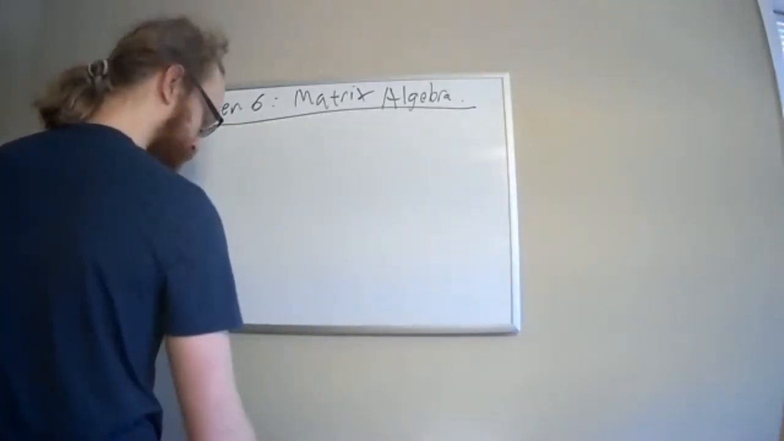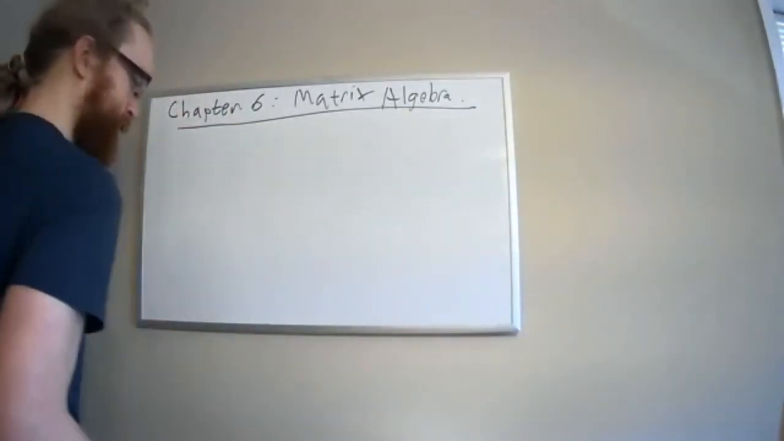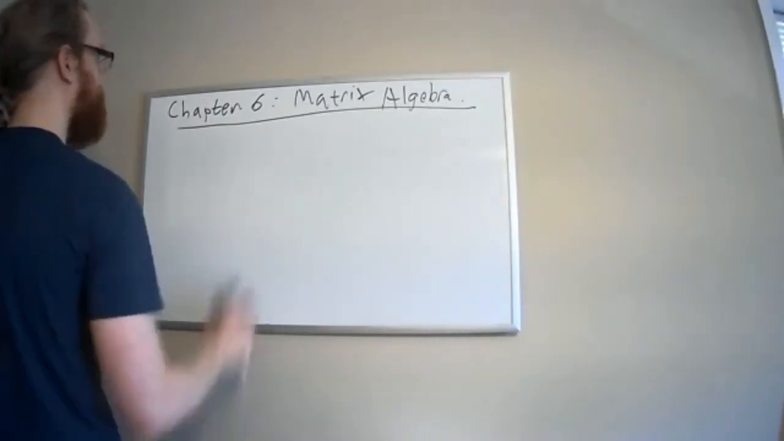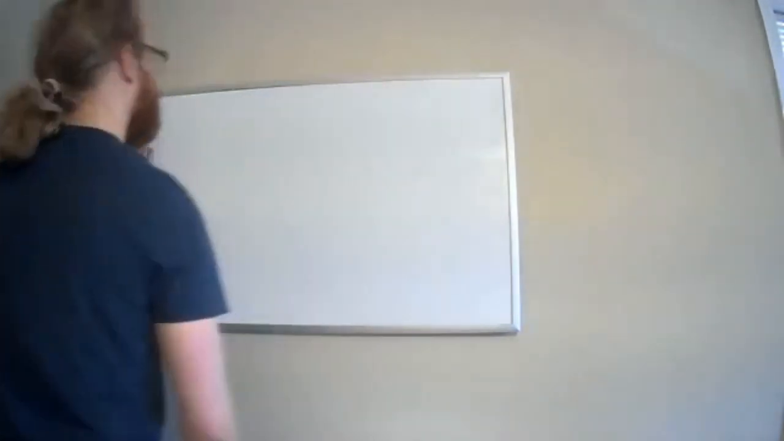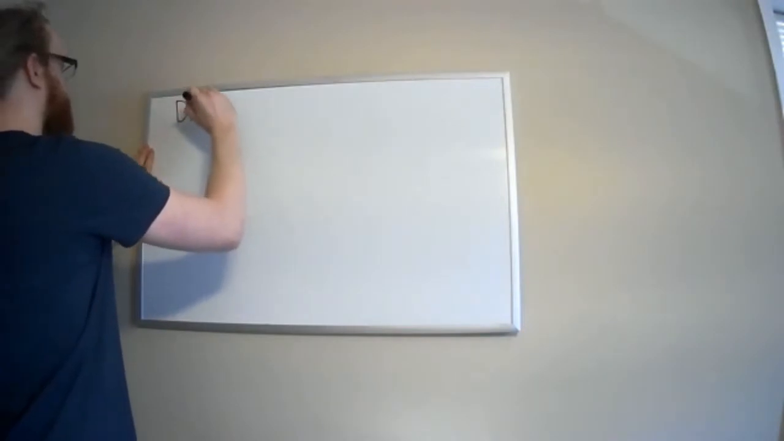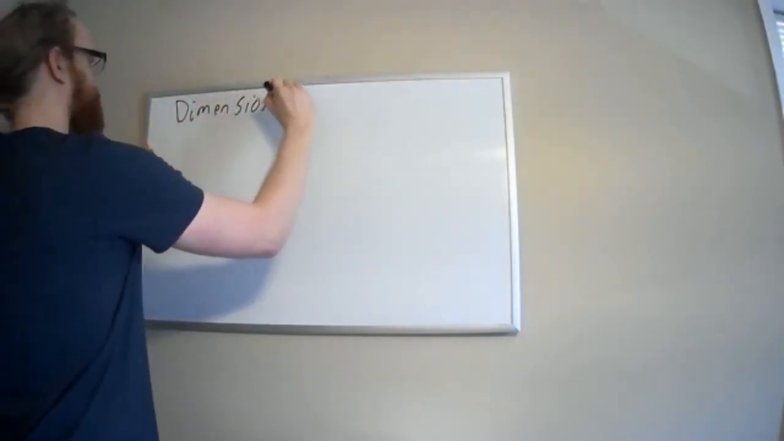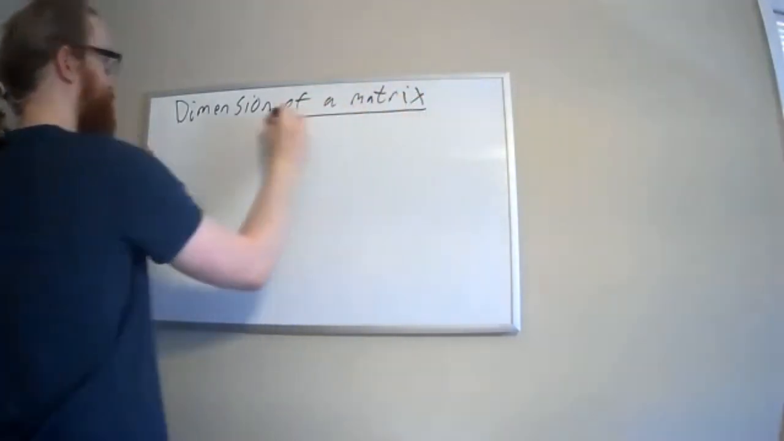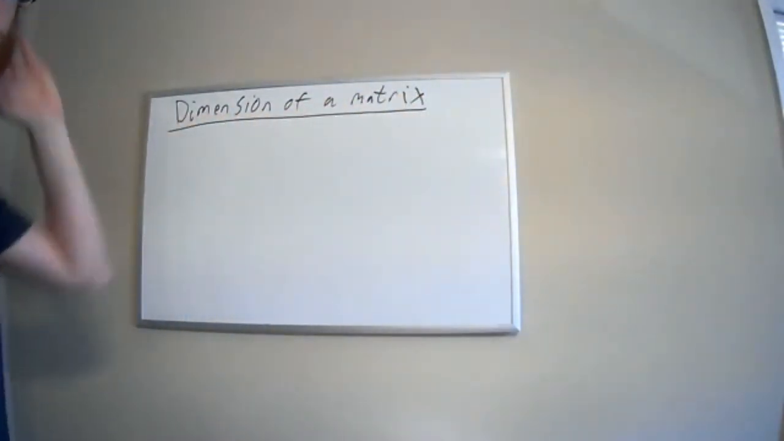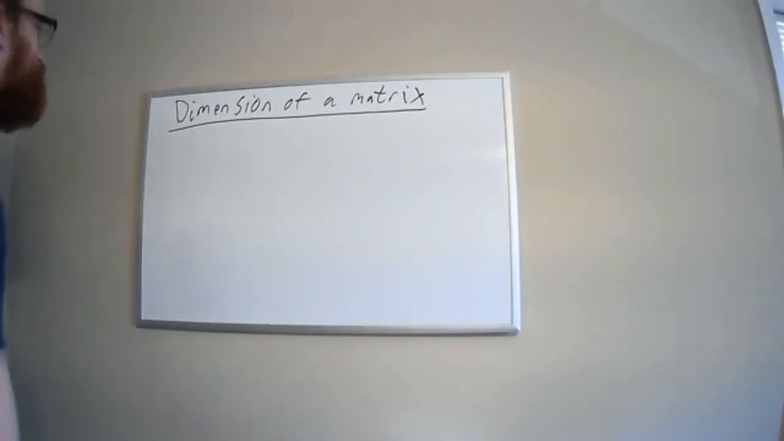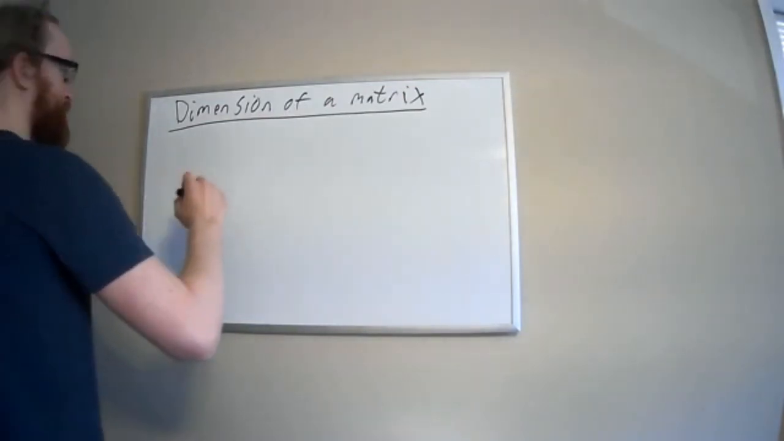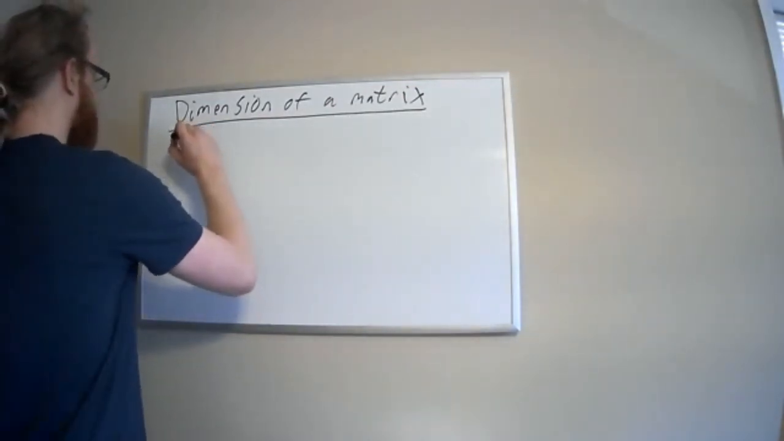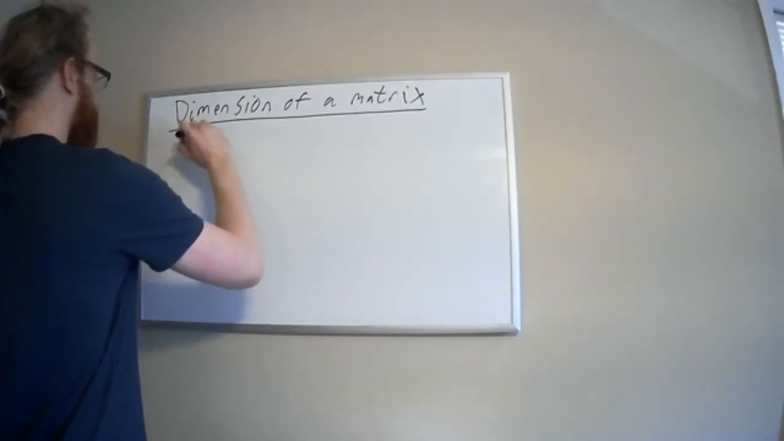So let's get into the nitty-gritty of it. Start talking about this. So the first thing I want to talk about is, go ahead and erase this, the first thing we should talk about is the dimension of a matrix. We've touched on this before when I talked about rows and columns. I just want to make it really explicit because I'm going to talk about dimension a lot in this chapter. So what's the dimension of a matrix? Well, the dimension is just sort of how many rows and columns there are.